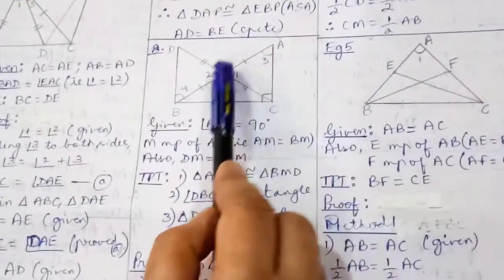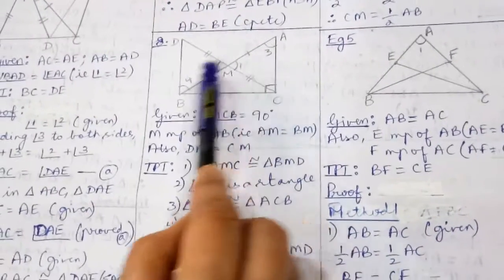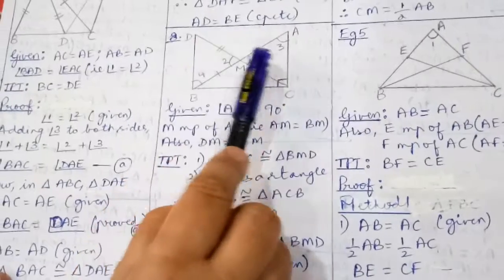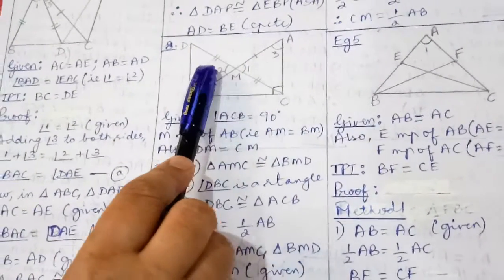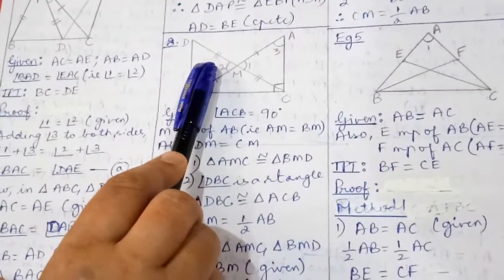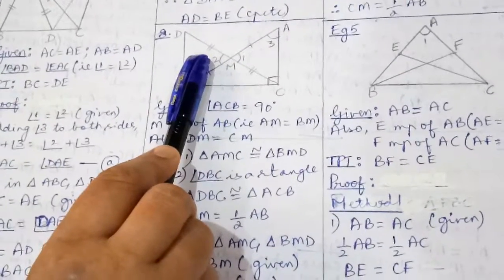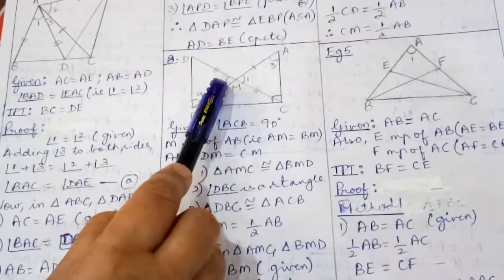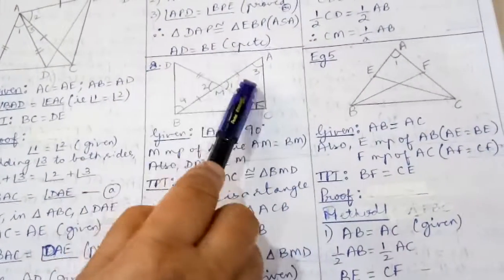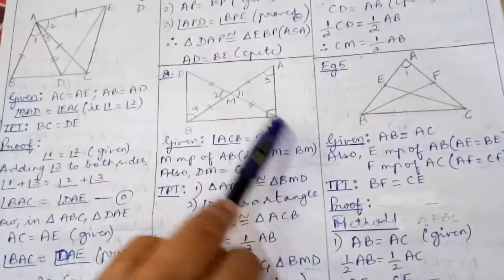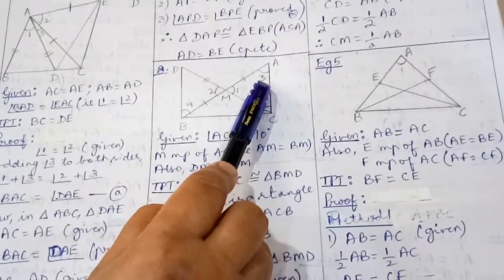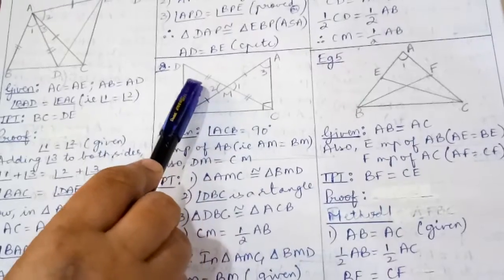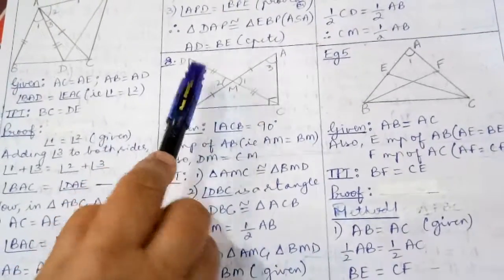We know that AM of the first triangle equals BM of the second triangle. It's given to us. Angle 1 of the first triangle equals angle 2 of the second triangle because they are vertically opposite angles and hence they are equal. CM of the first triangle equals DM of the second triangle. CM is the side of the first triangle and it equals DM, which is the side of the second triangle. That also is given to us.